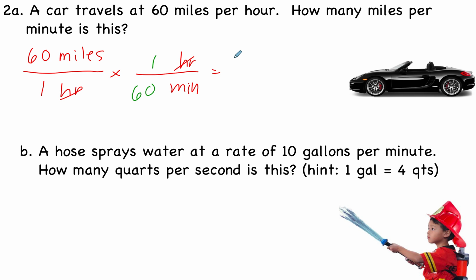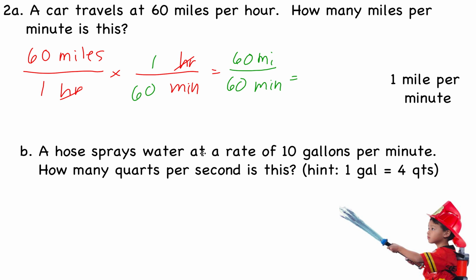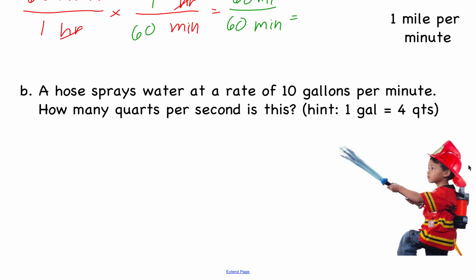Okay, so we end up with 60 miles. If we multiply across, 60 times 1 is 60, and 1 times 60 is 60 in the bottom. And my units down here are minutes. Well, basically, that's equal to 1 mile per minute, right? So that's our answer.